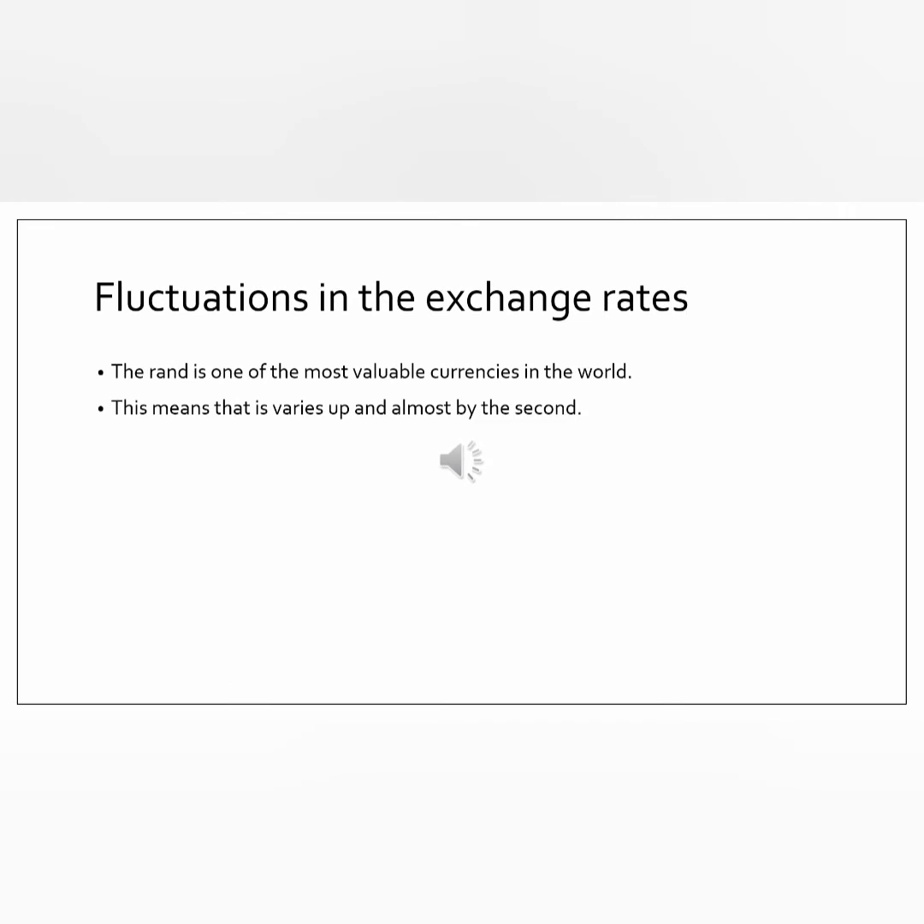Fluctuations in the exchange rates. Fun fact, did you know that the rand is one of the most valuable currencies in the world? Well, now you know it is one of the most valuable currencies in the world. And this means that it varies up and down almost by the second.